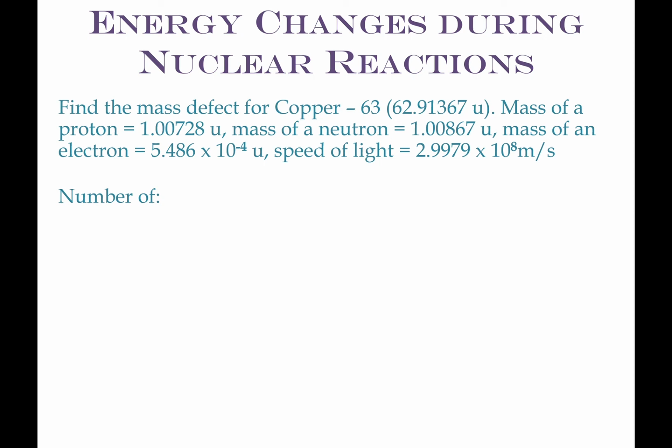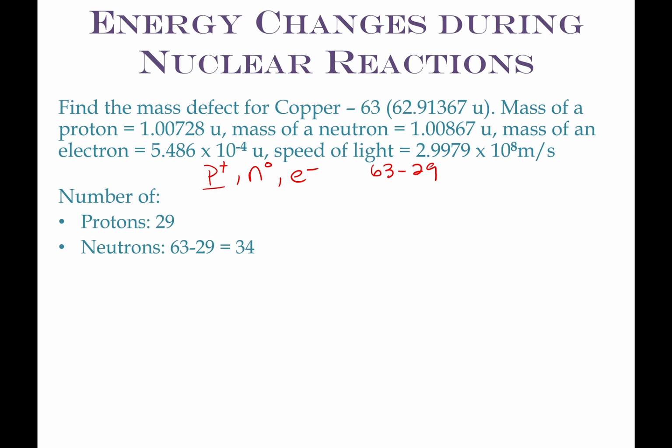So in order to do this, first we need to know the number of protons, the number of neutrons, and the number of electrons. All right, protons, we look for copper. Copper is number 29, so there are 29 protons. We take 63 minus 29, and we get 34 for the number of neutrons. And because this is neutral copper, the number of electrons and the number of protons are going to be equal, so the number of electrons is 29 as well.